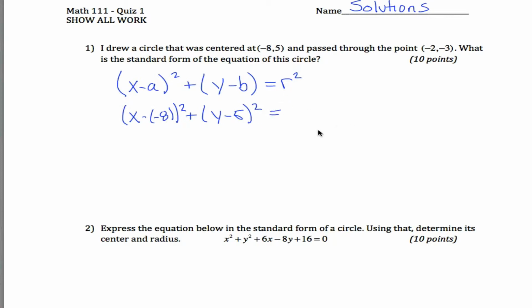The radius is not quite so easy. The way you have to figure out the radius is note that it's not given in the problem. But there is some extra information. It tells us that the circle passes through this point -2, -3. So since the radius is defined to be the distance from the center to any point on the circle, and I have the center of the circle and a point on the circle, if I could just figure out the distance between those two points, I'd know the radius.